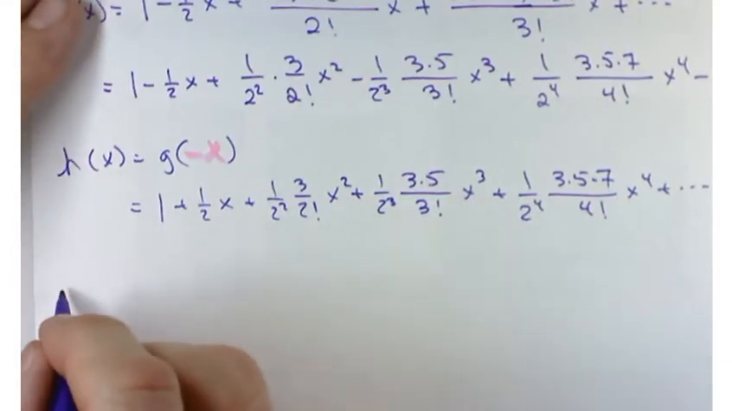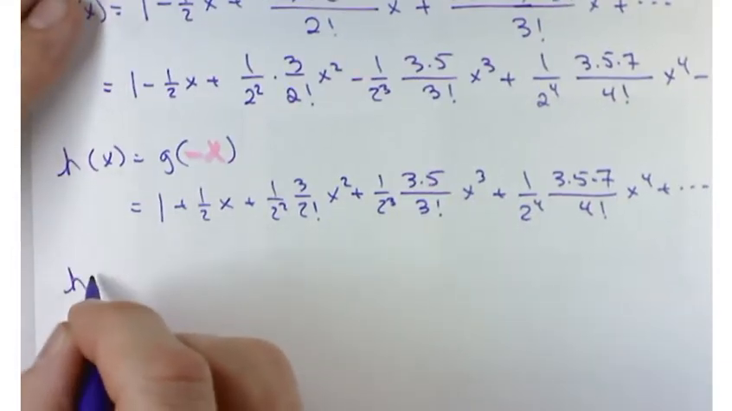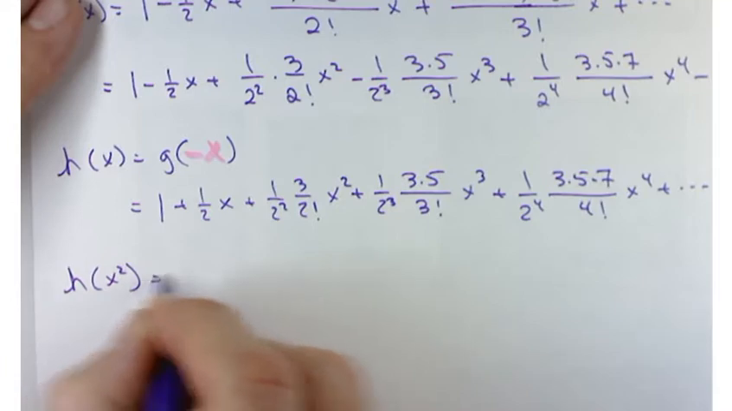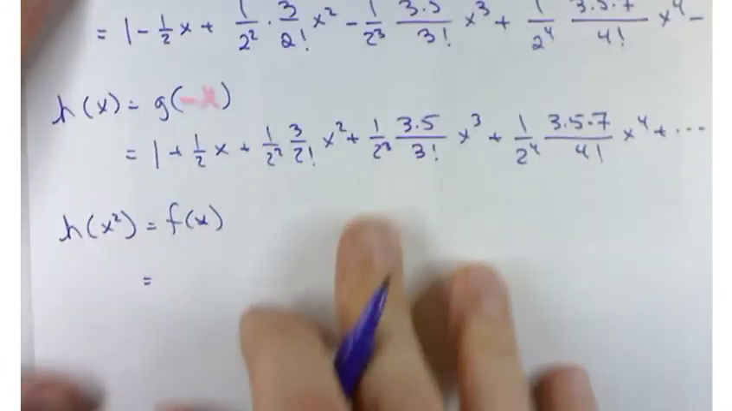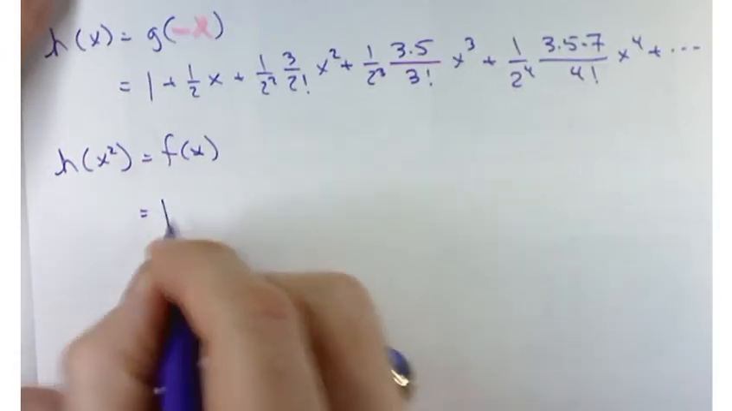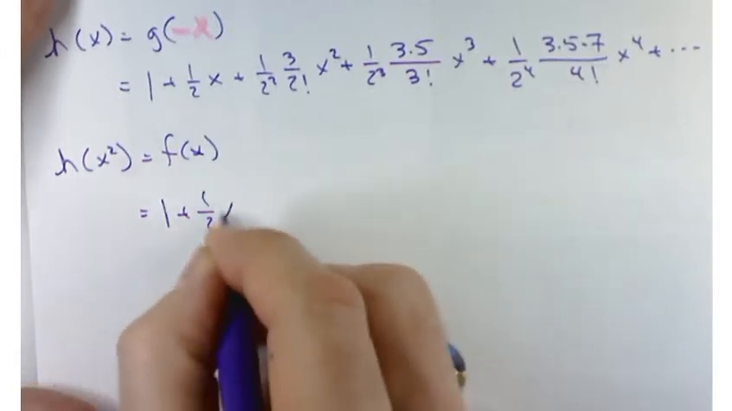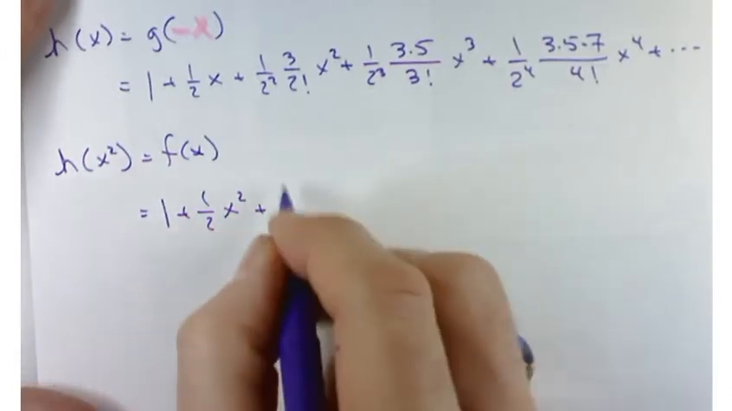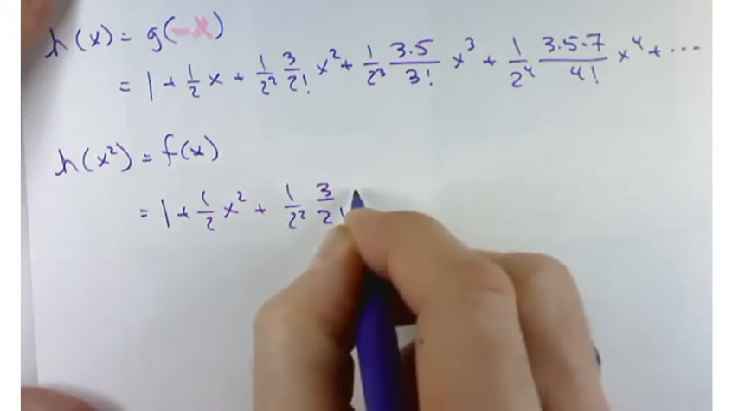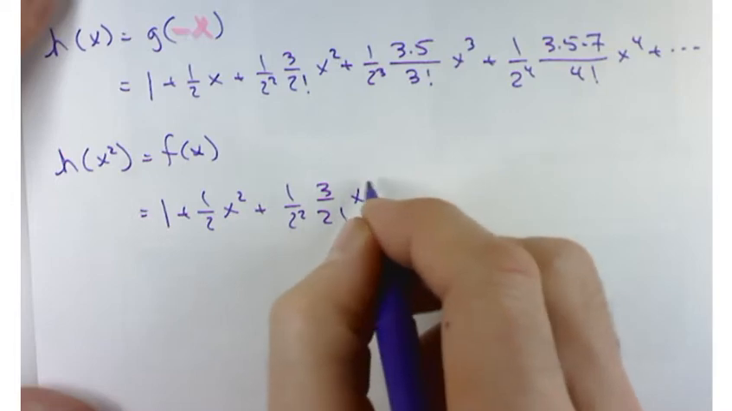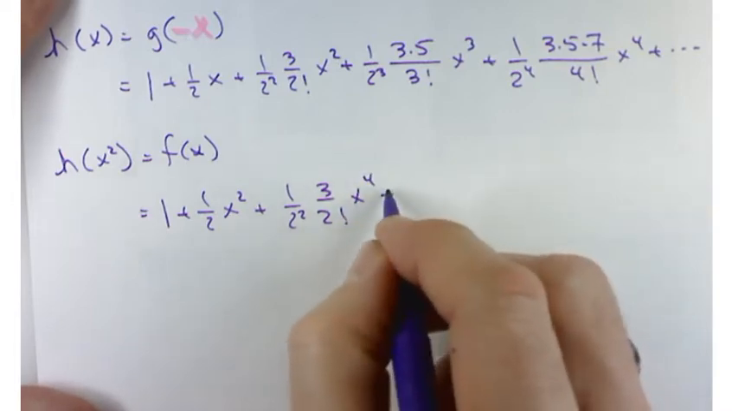So h of x, or h of x squared, is going to be my f of x. So it's going to be 1 plus 1/2 x squared plus 1 over 2 squared, 3 over 2 factorial, x squared squared again will be x to the 4th, and so on.